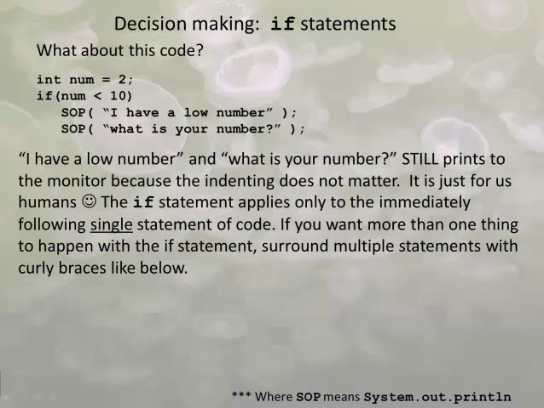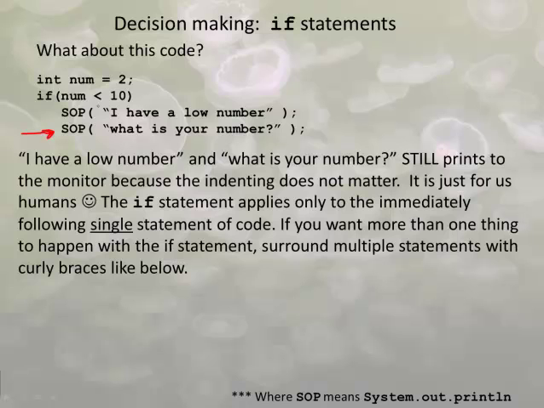Now let's look at this. Let's have some poor indenting and see what happens. We have the same code. Int num is assigned to. If num is less than 10, 2 is less than 10, so the Boolean expression is true. So the SOP right here, I have a low number, prints out. But so does this. Just because this is indented doesn't mean that it goes with the if statement. It applies to the immediately following single line of code.